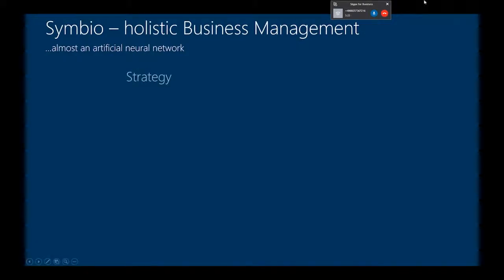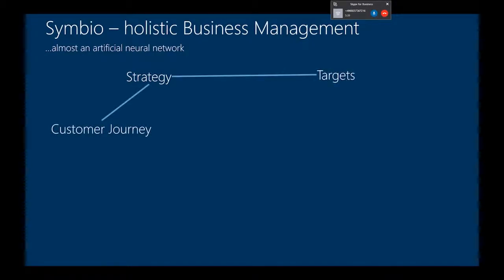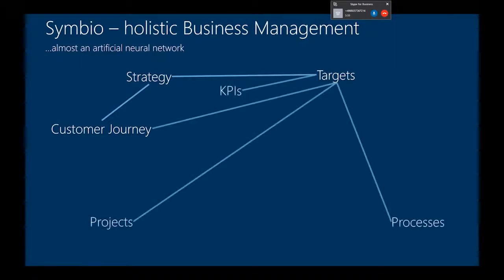What we now have in Symbio is the strategy. So you can set up your strategy and your company goals in Symbio. With the strategy, you have targets you define and need to reach. Also, we have the customer journey, where you can set up illustrations of the journeys your customers are having. And with your targets, you have KPIs, projects, and your processes.